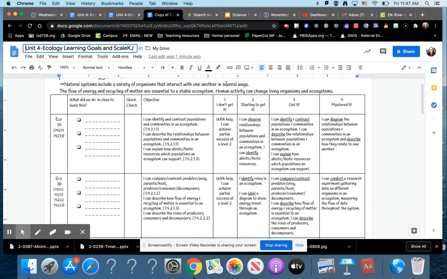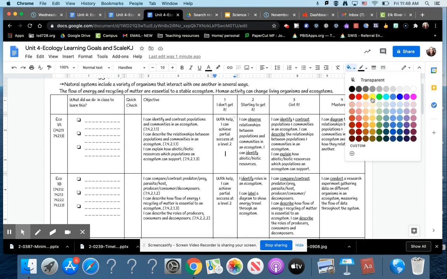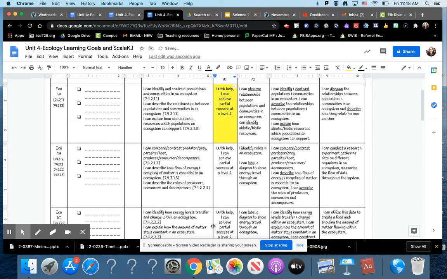So I'm going to pick my color. Maybe I'm at a 1 for this one. Okay, so I want to find my paint bucket. I'm going to pick yellow for that. Okay, and fill it in yellow.